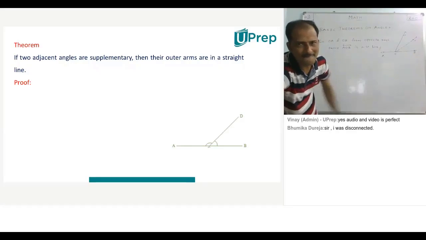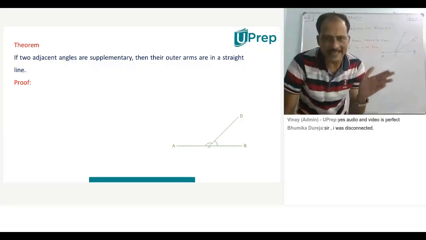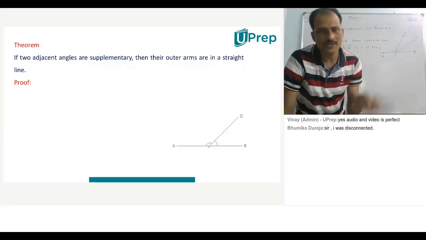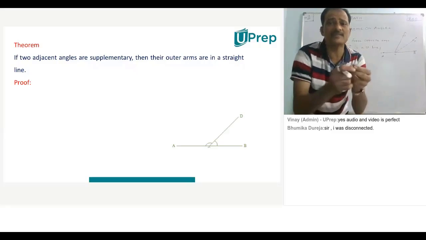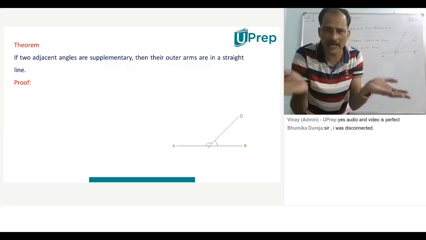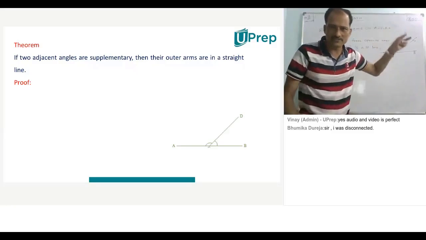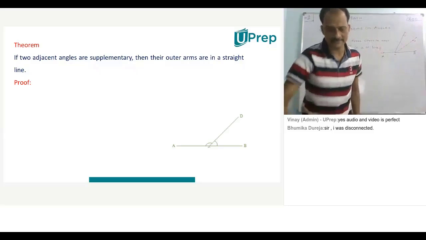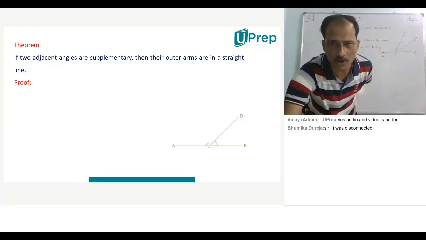Yes, sir. That's good. So the first theorem was, if a ray stands on a line, then the sum of a pair of adjacent angles is supplementary. Second one, if the sum of adjacent angles is supplementary, then the non-common arms are opposite rays. That means they form a straight line. So the first one is the original one and the second one is the converse of the first theorem. I hope you understood this. Right. Now let's move on to the third theorem.